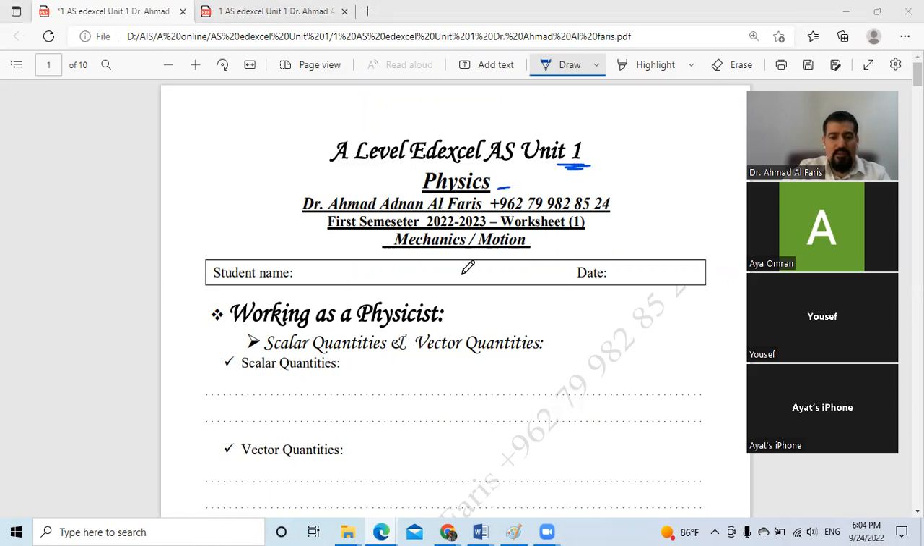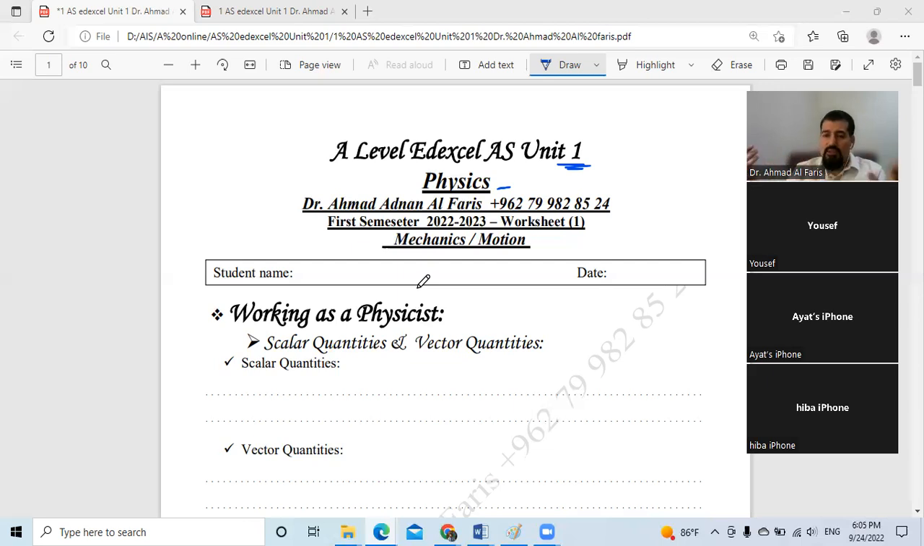Today we're going to start the first class for A-level Edexcel AS Unit 1 for physics. As all of us know, this is one of the hardest topics for most students, and it will be a huge jump between what they studied in the IGCSE and now in A-level. In the IGCSE, the topics are easy and the questions are not that deep, relative to A-level, where we're going to study a lot of things in depth. The depth of the topic will be hard, and so will the depth of the questions.